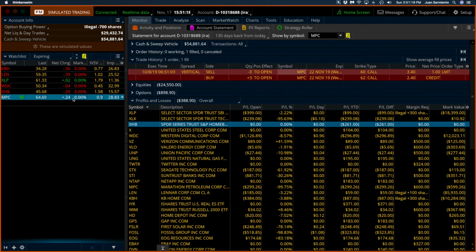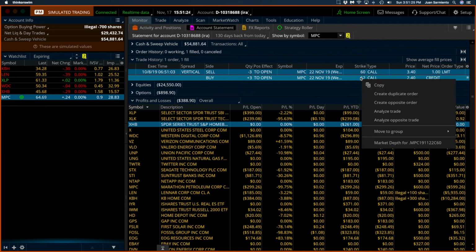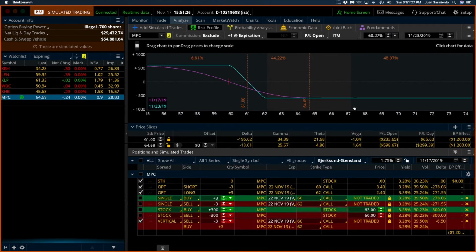Let's look at MPC. Here also a credit spread or a short spread. And that's my vertical. As you can see, well, turns out that this is not expired yet, so we can let it ride until Friday. I don't know why I had it here. I was under the impression that it was expiring.